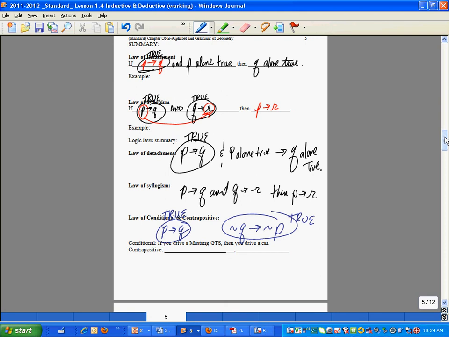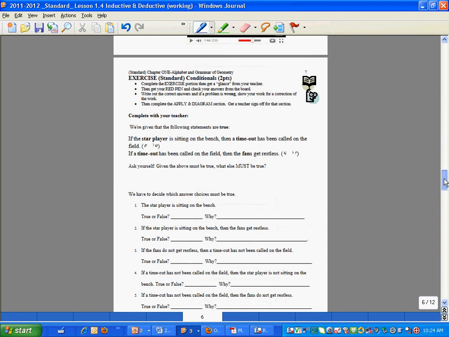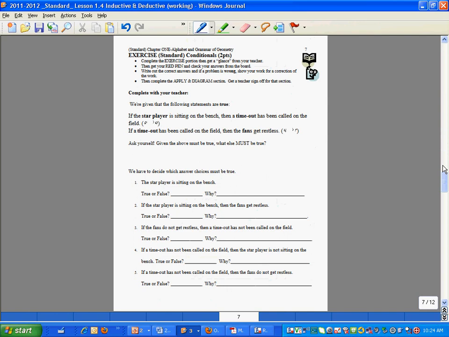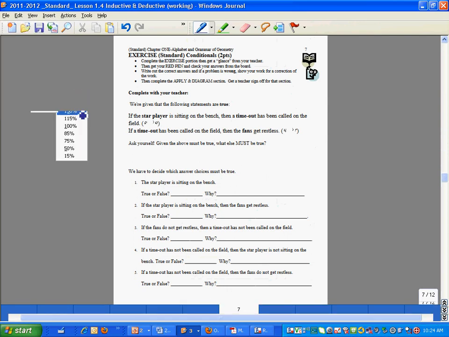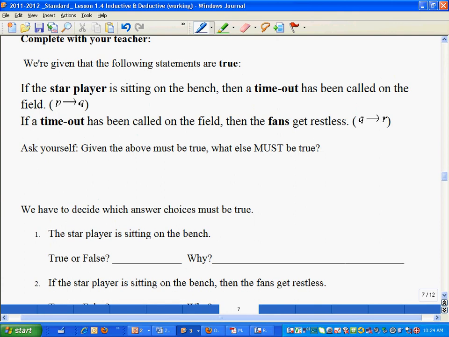We are given that these two statements are true. If the star player is sitting on the bench, then a timeout has been called on the field. We're going to say star player is P. Then timeout has been called. We're going to call that Q. We're told that's true. Next one. The timeout has been called. What letter are we giving that? Q. Here's Q. If a timeout's been called in the field, then fans get restless. Fans is third, so we're going to call that R.